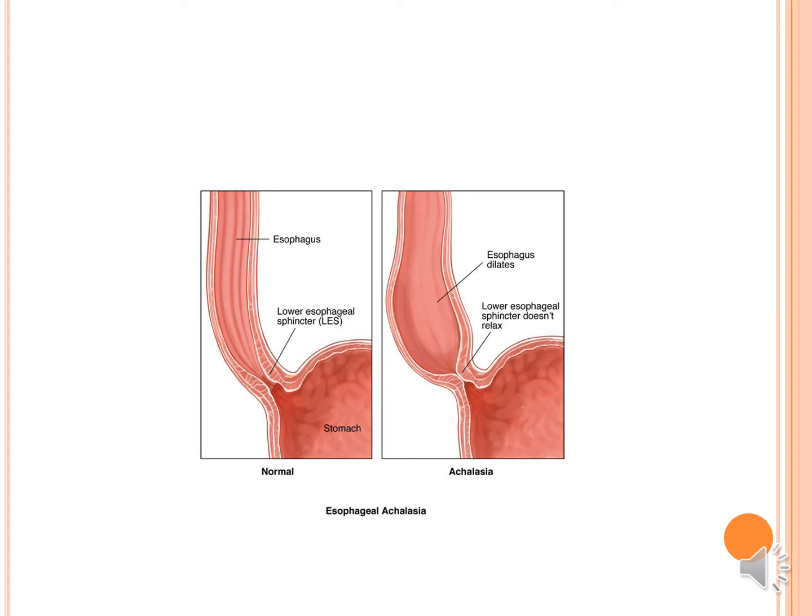This is what you see. This is the normal esophagus. This is the lower esophageal sphincter. Because of the obstruction in the lower esophageal sphincter, what happens? There will be the dilatation of the esophagus in an achalasia cardia condition.